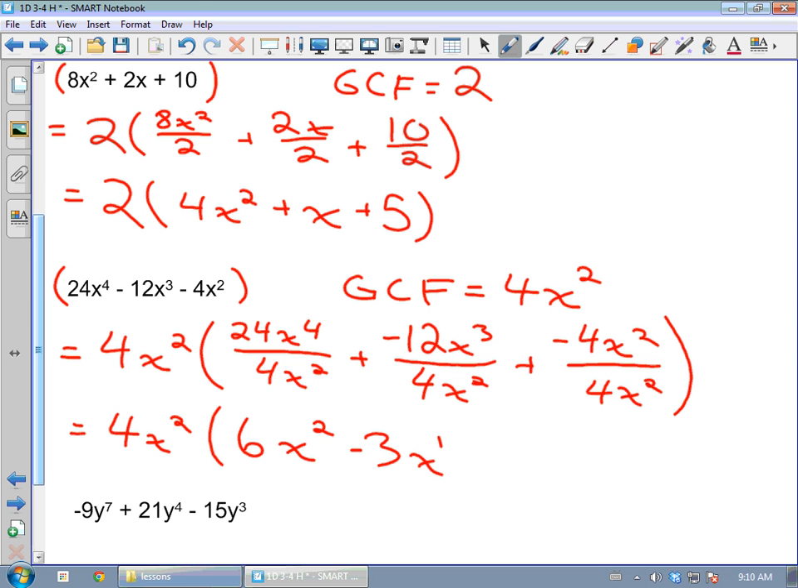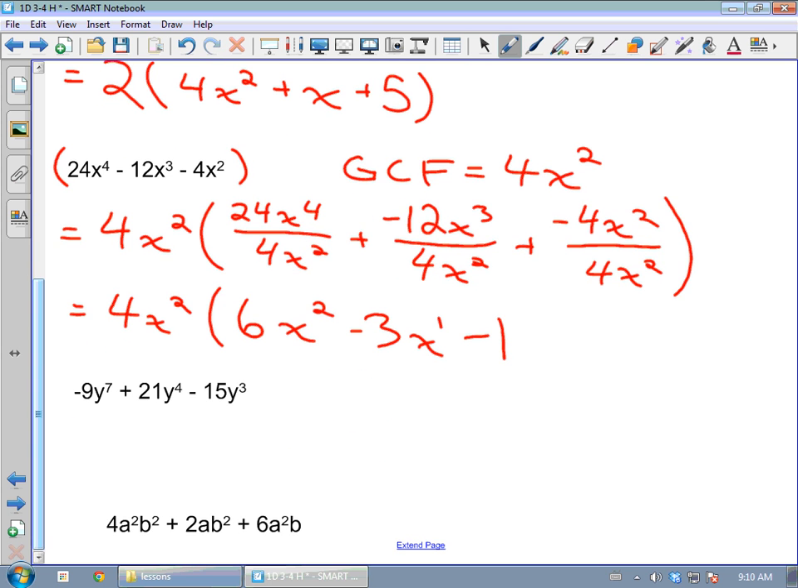And what am I going to have for this last term here? I got negative 4x squared divided by 4x squared. Negative 4 divided by 4 is just going to give me negative 1. And when I do x squared divided by x squared, I subtract those exponents, and I end up with 0. So I'm just going to leave it as minus 1.